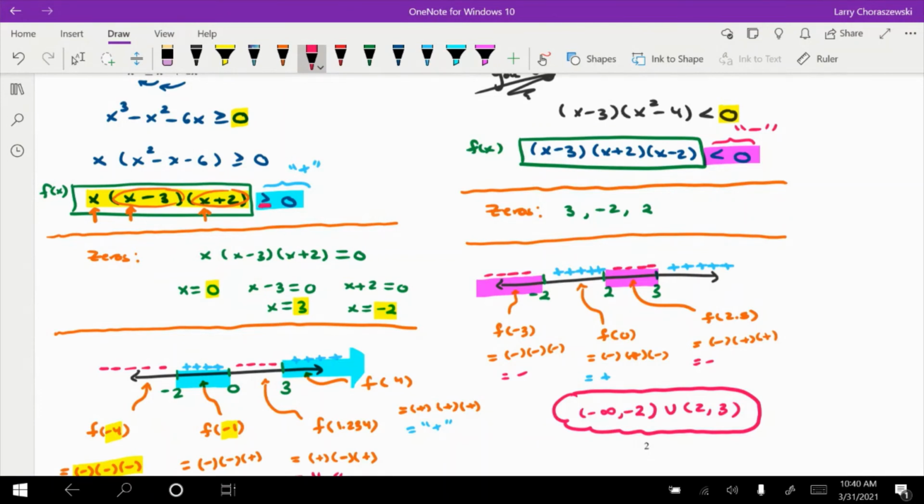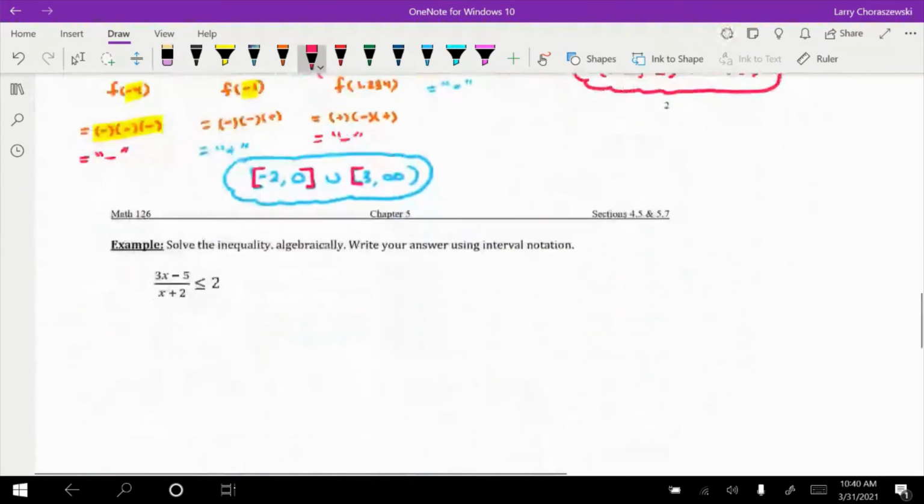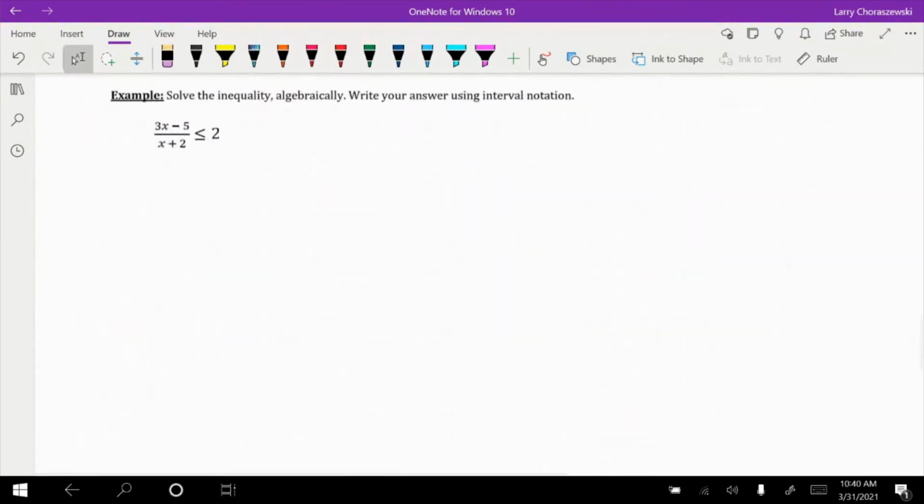All right, is this making sense? Is this doable? A lot of steps, but hopefully it's pretty straightforward. Okay, let's move on to our very last example of this section, last example of this month, last example of this chapter.